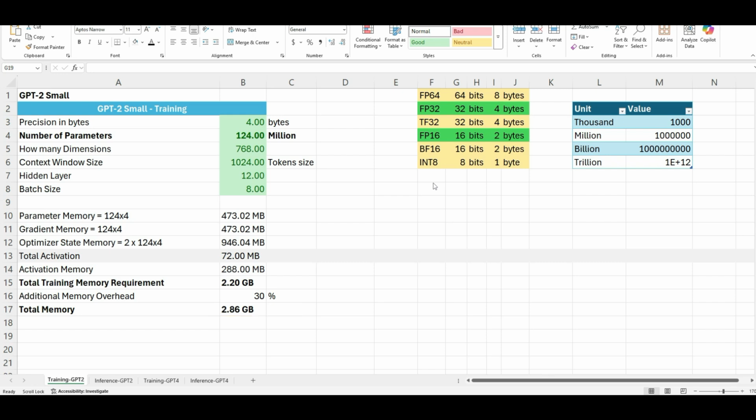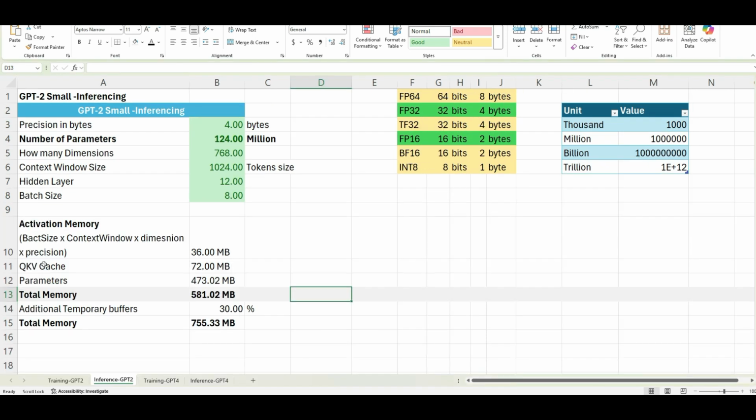The total memory requirement depends on batch size and precision. Higher batch sizes increase memory usage. Precision also matters. FP32, 4 bytes per parameter, requires more memory than FP16, 2 bytes per parameter.